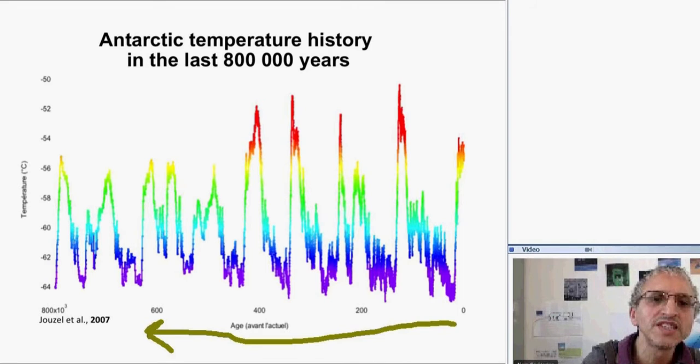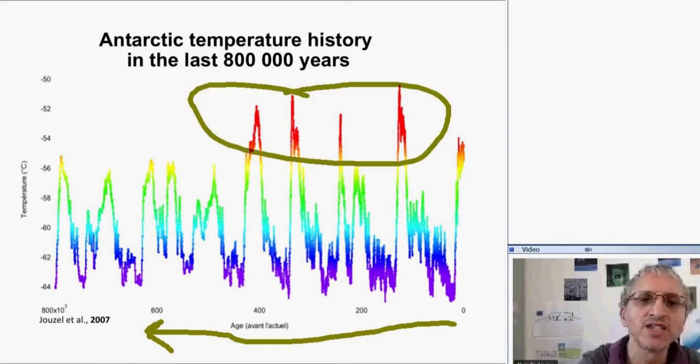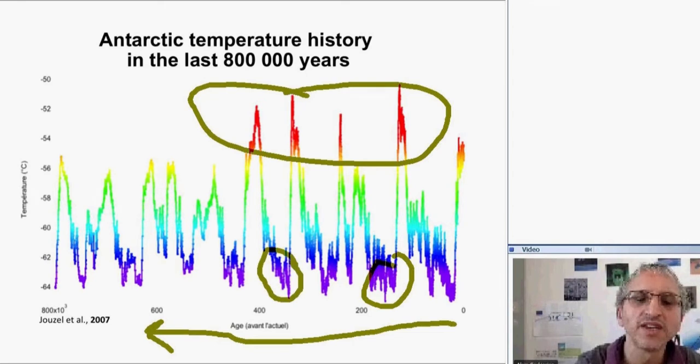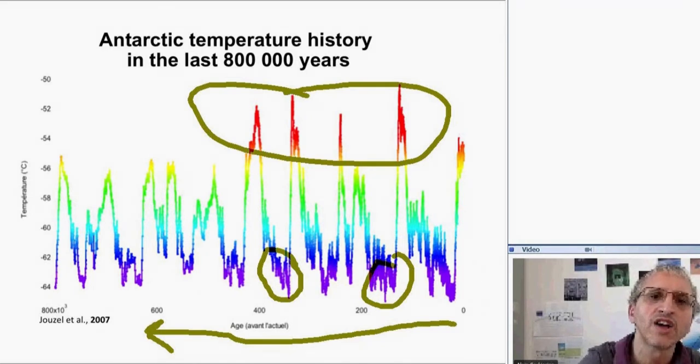And what you see is a succession of what we call glacial and interglacial states. In red here, you had periods when the Antarctic was very warm, and periods where the Antarctic was very cold. This is a succession of glacial and interglacial periods. And we know why. It's linked to the sun variability, and especially the position of the Earth and its axis of rotation with respect to the sun. So it's related to the solar variability.